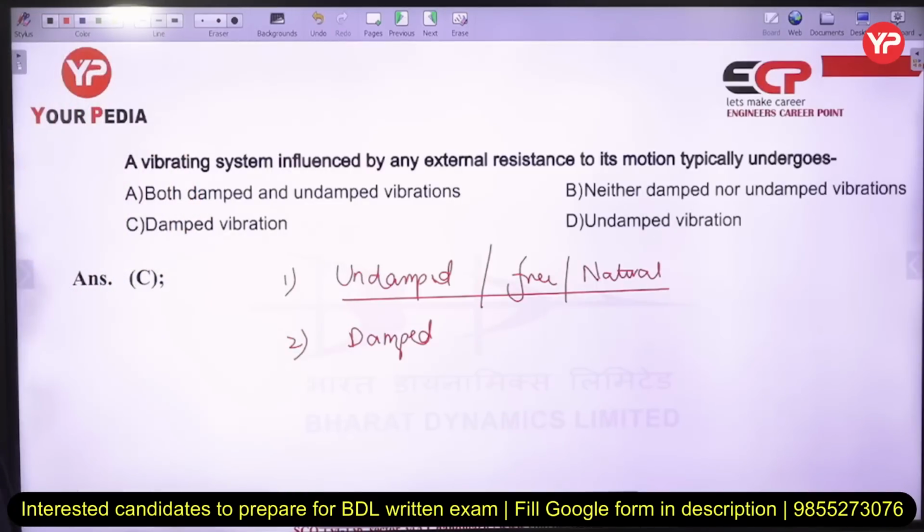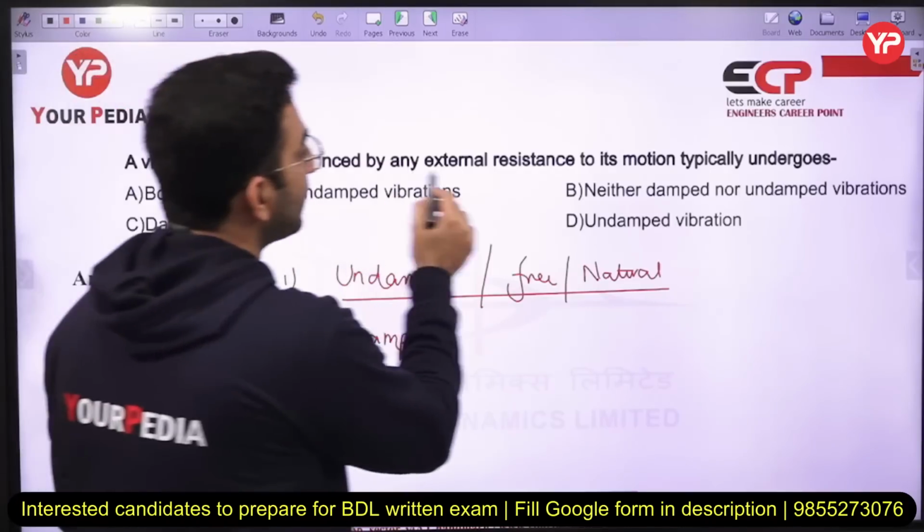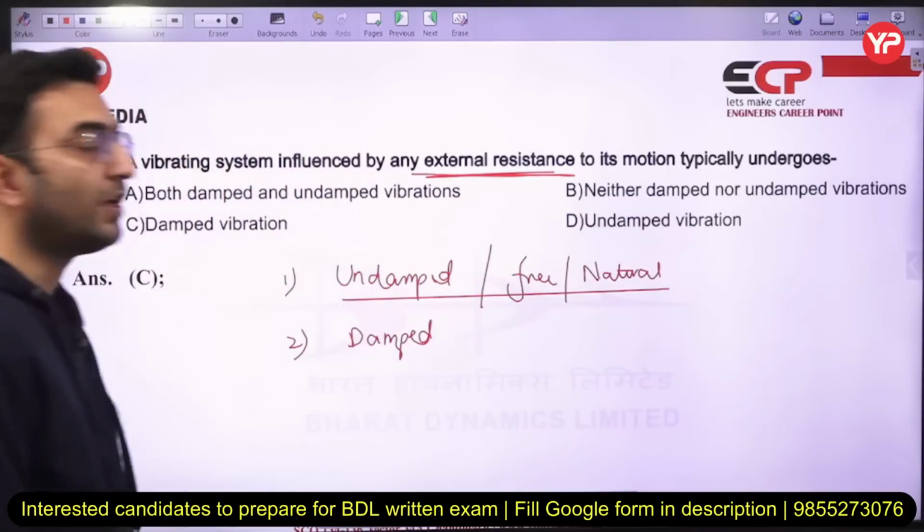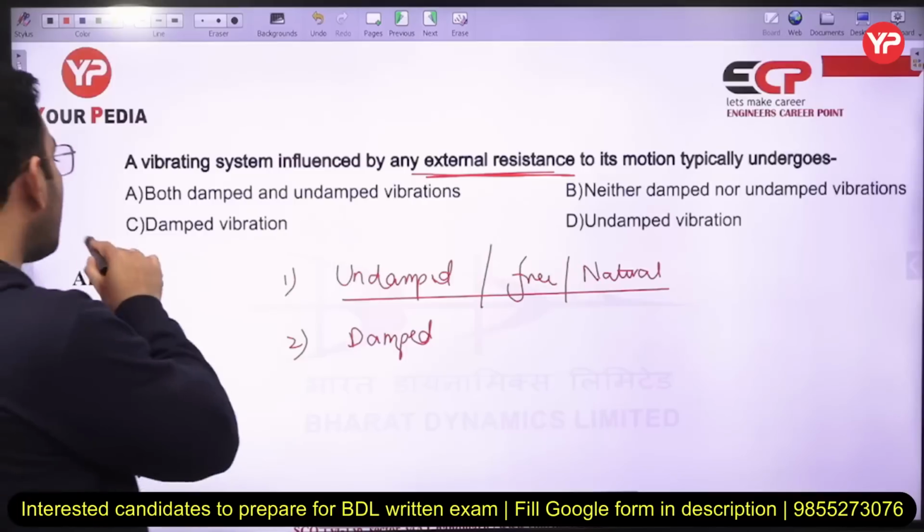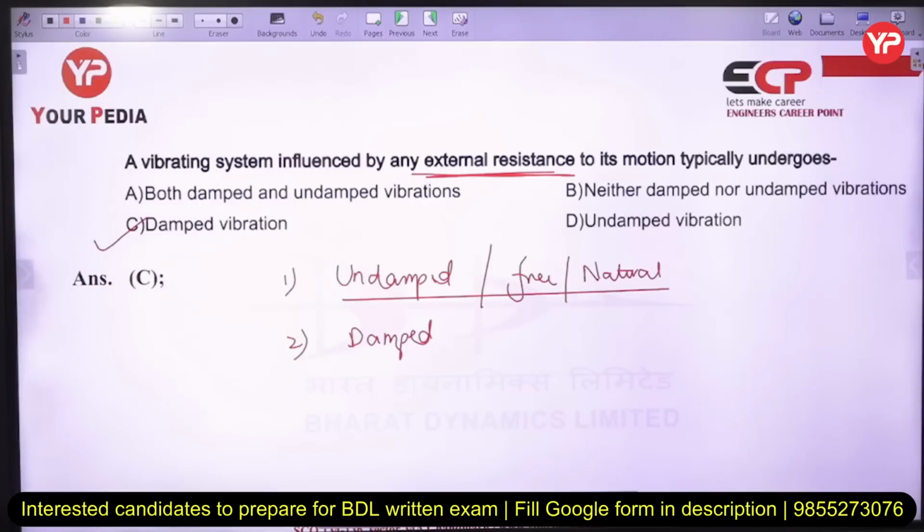So here you can see the vibrating system is influenced by an external resistance. That means the friction is opposing the motion here. So we can say it is a damped vibration case. So option number C is going to be the correct answer in this case.